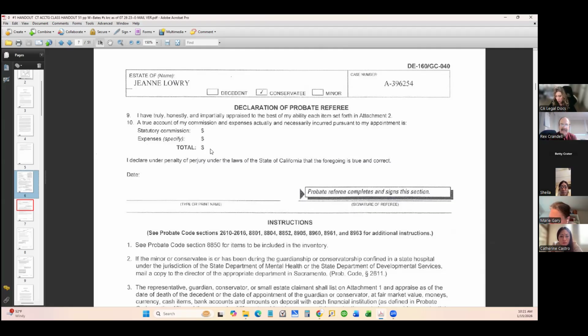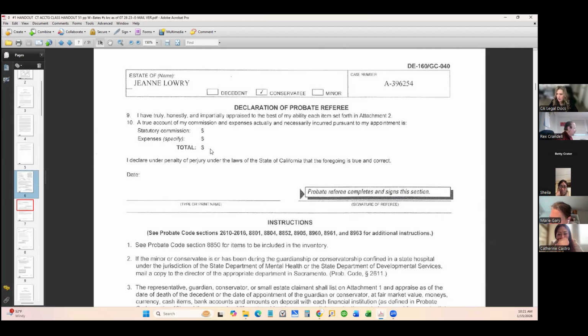They will give a total, and then they will send you the invoice to pay, because you are responsible for paying their fees. If it's a decedent's estate and you have control of the decedent's money, you will pay it from the estate funds. If it's a conservatorship and you have control of the conservatee's funds, you will pay it from the conservatee's funds.